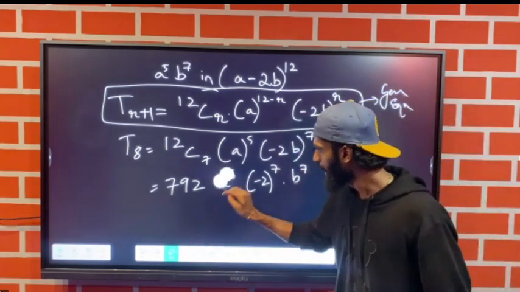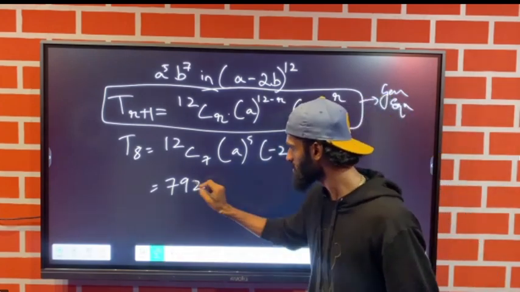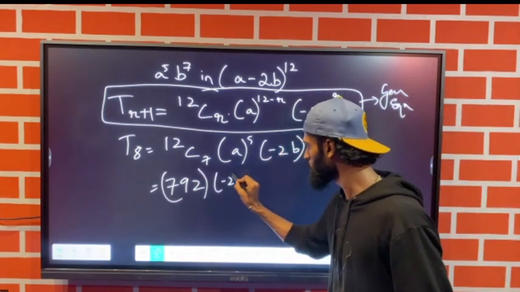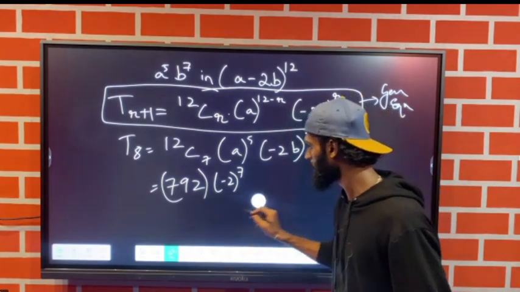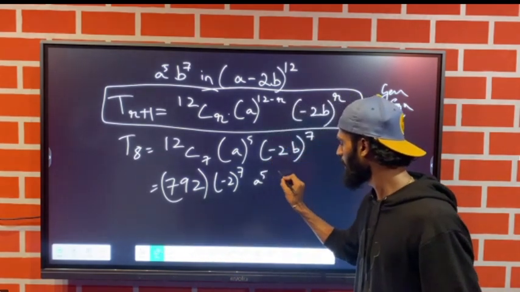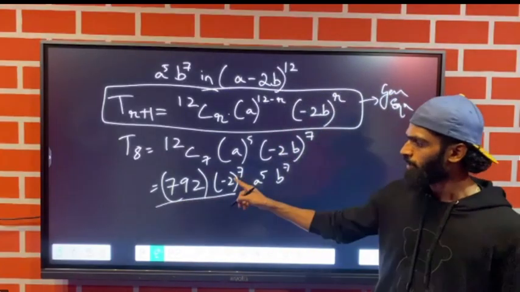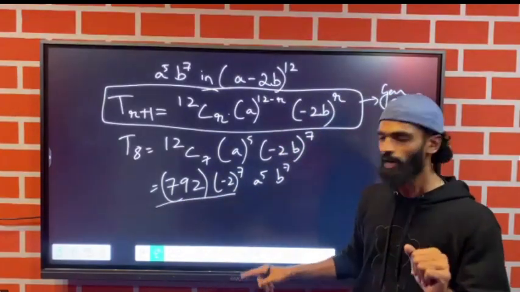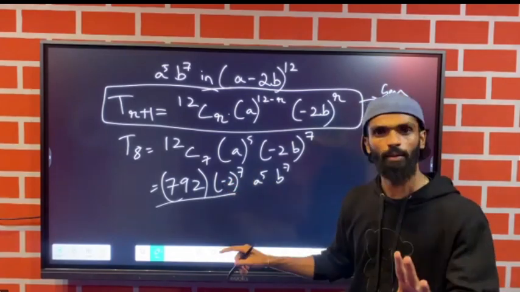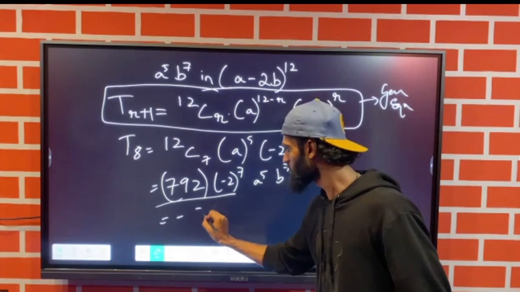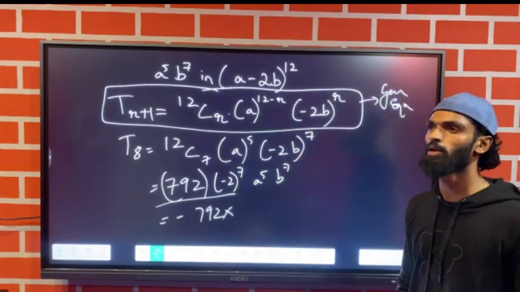So what I'll do, I'll bring all the letters to one side, and all the numbers to one side. So this into minus 2 to the power 7, and I'll write the letters as it is, a power 5 and b to the power 7. This is my answer, but it's supposed to be simplified. The answer will for sure be minus. Why? Minus times odd number power, the minus will remain. So minus 792 into 2 power 7.